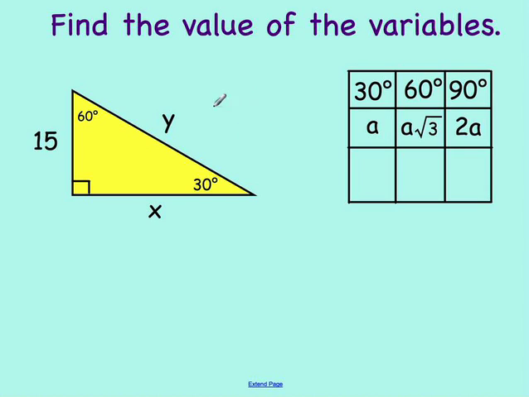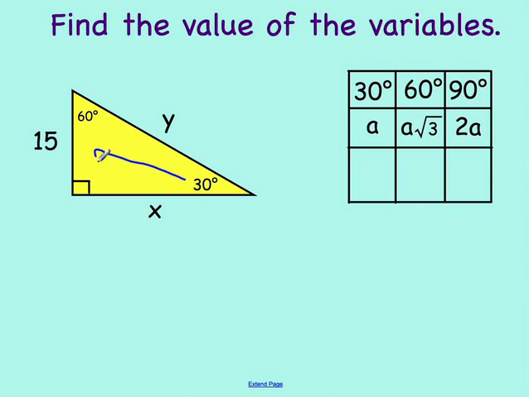So here we need to find the value of the variables again. I know that it's a 30, 60, 90 degree triangle because of the angle measures that are given to us. So we can go ahead and use our chart once again. Just like the chart for the 45, 45, 90 degree triangle, we'll have the angle measures listed in the first row, I have the relationship between the side lengths in the second row, and I'll go ahead and record the side lengths that were given in the bottom row.